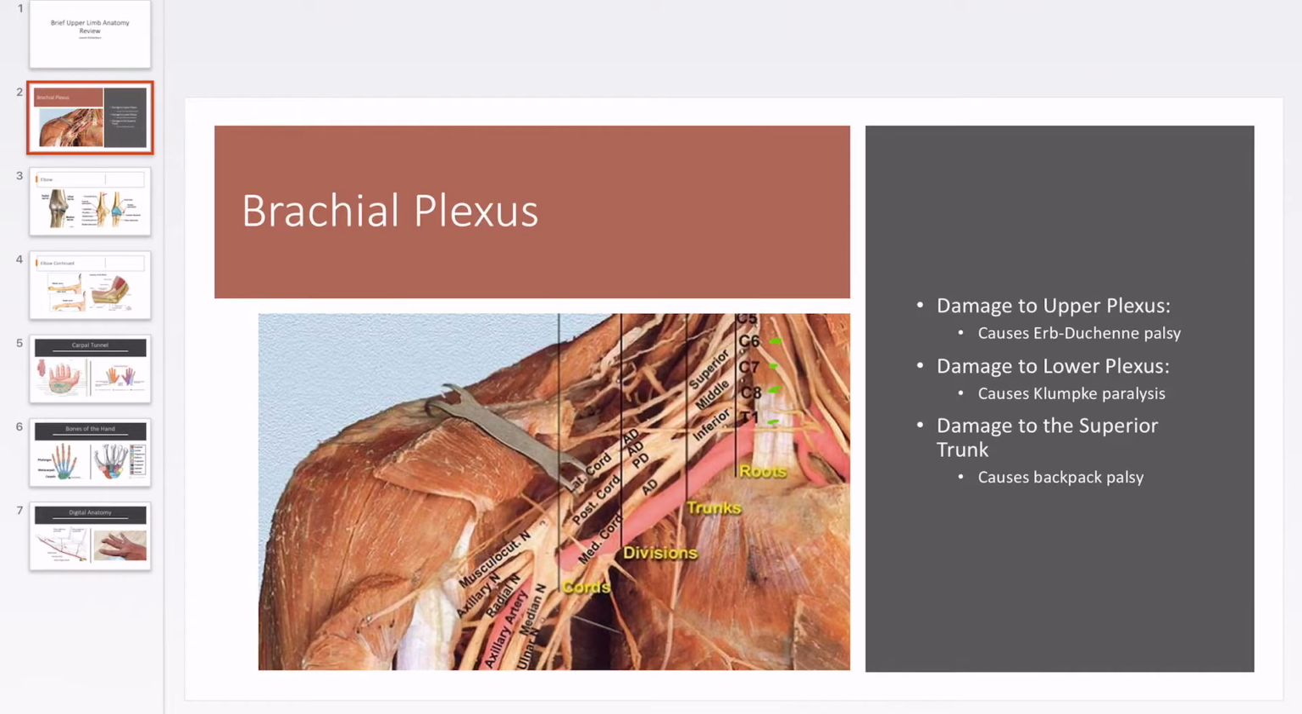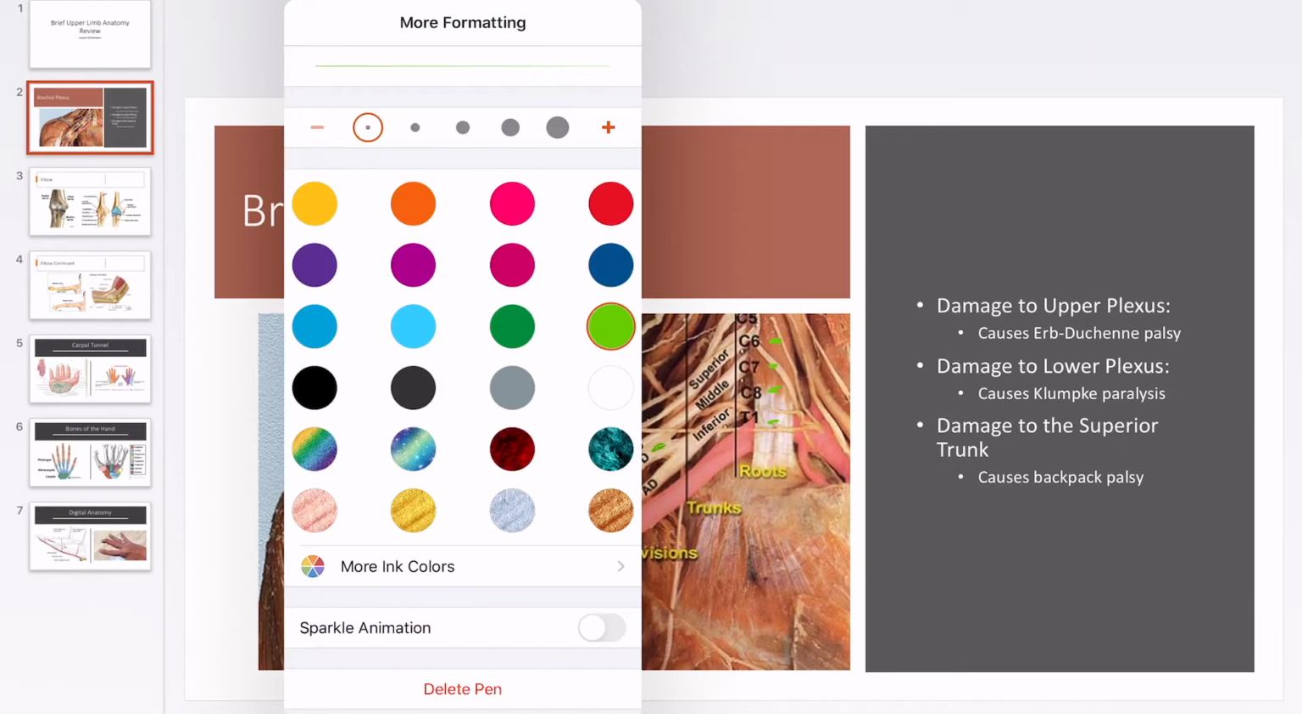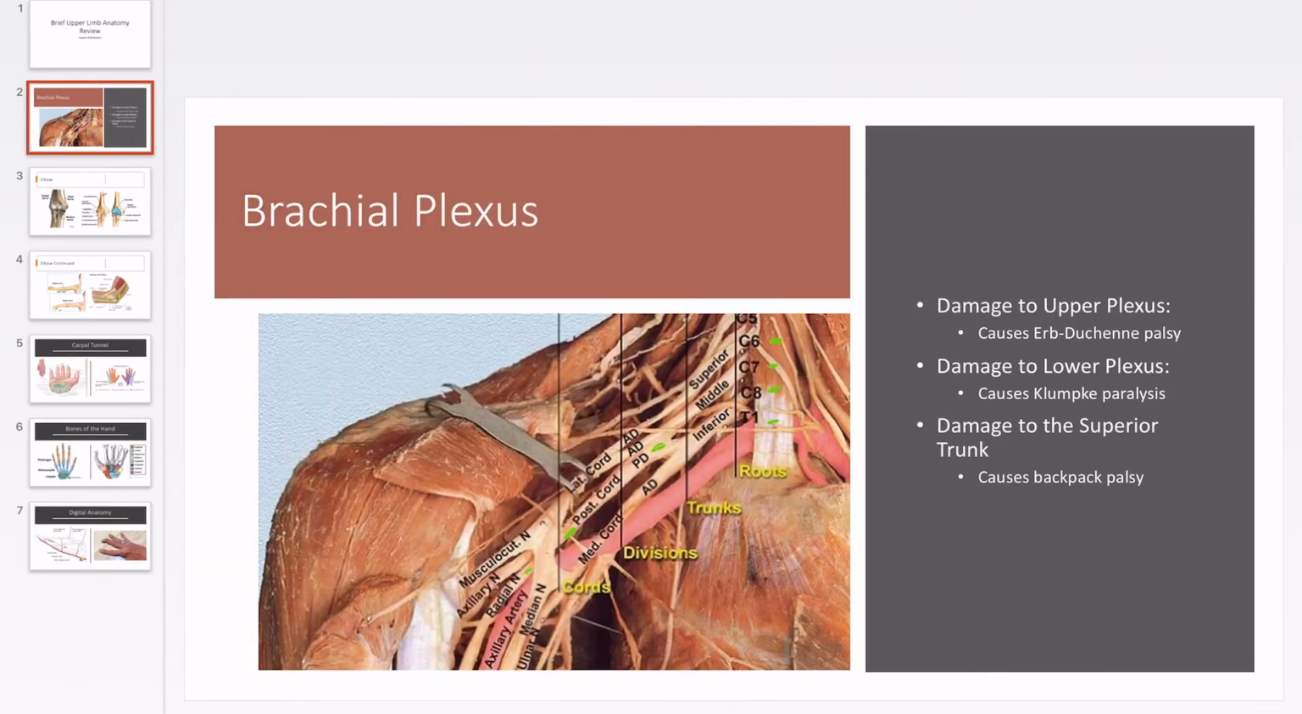Then those are going to give rise to divisions, which are anterior divisions here, and your posterior division, right here. So you can see your posterior division is going to give rise to your posterior cord. That is going to give rise to your radial nerve following this way. If we look at the anterior divisions, let me switch colors here for you. That's going to turn into your lateral cord here and your medial cord. Those are both going to give rise to your median nerve, so they'll both contribute there.